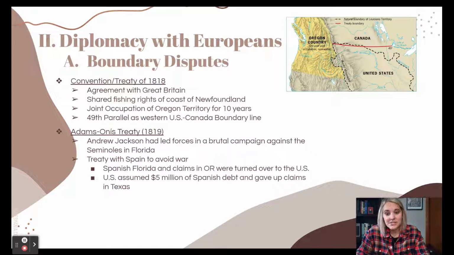And John Quincy Adams was able to negotiate a treaty with Spain to avoid war. So while there was some military action that had taken place, this treaty does avoid further war with Spain.